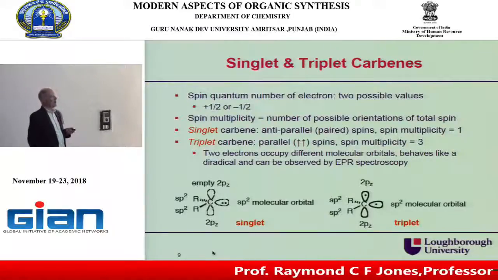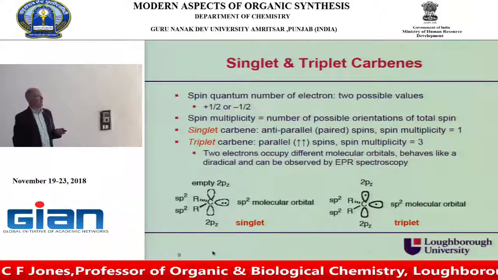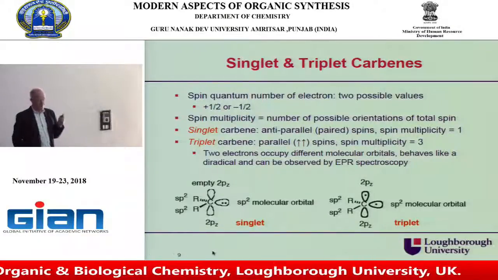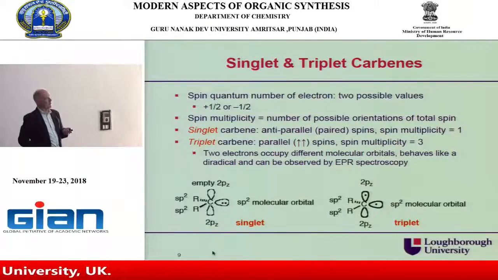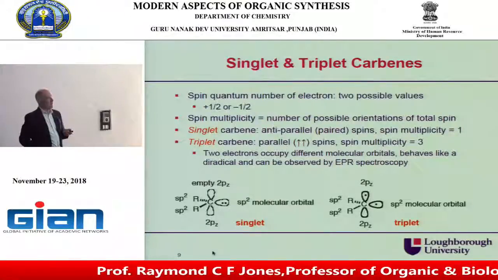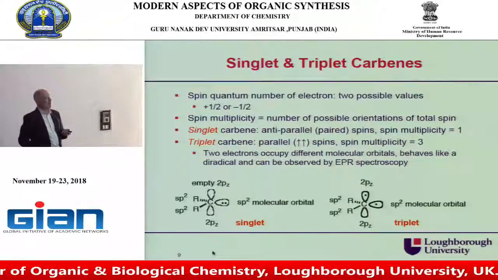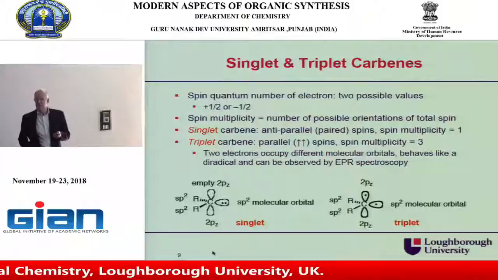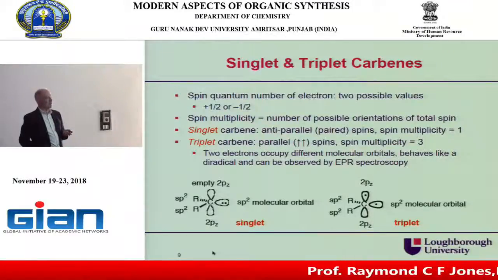So what we mean by singlet and triplet, the spin quantum number of an electron can have two possible values, which are called plus and minus a half. But the big thing is two values. So the spin multiplicity, singlet or triplet or whatever, is the number of possible orientations of that total spin. So a singlet carbene would have the two non-bonded electrons anti-parallel to each other. They will be paired, and there's only one way of doing that arrangement. So the spin multiplicity is 1. It is a singlet. There's only one way of pairing up two electrons with opposite spins.